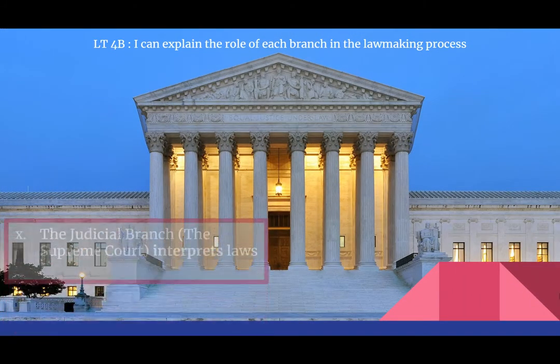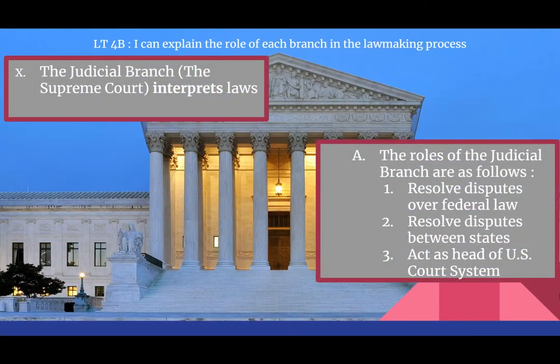Next, we're going to look at the judicial branch. The judicial branch is the Supreme Court or any court system in the United States. The Supreme Court is the highest court of the land. This judicial branch's role is to interpret the laws.